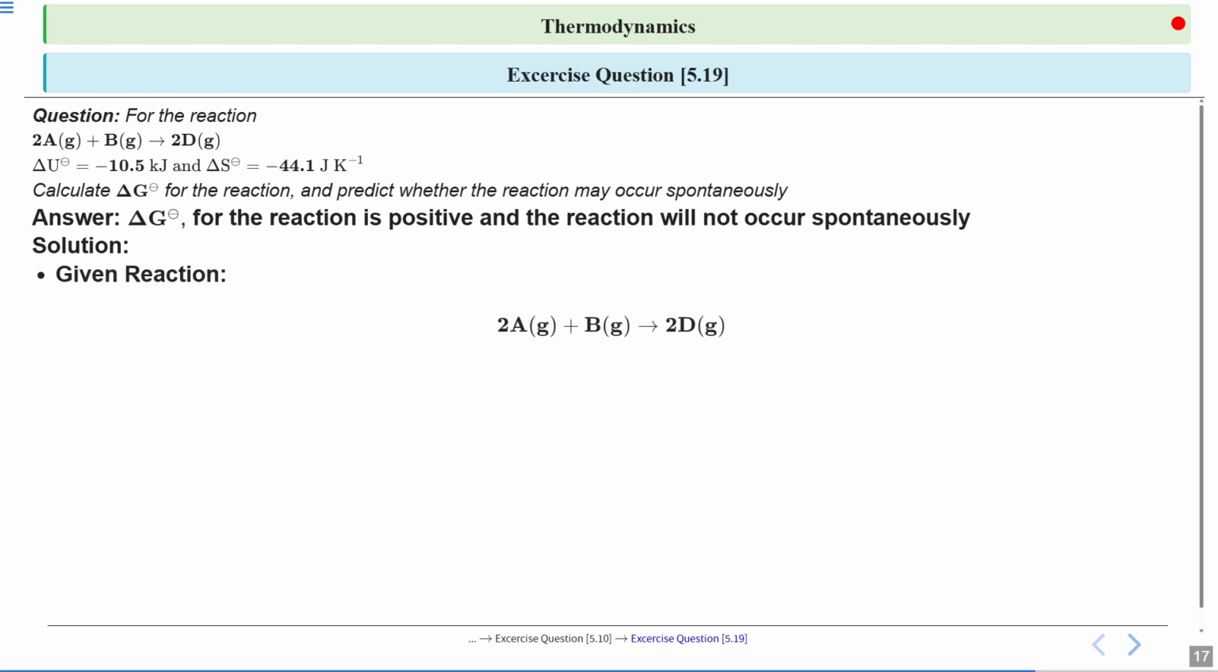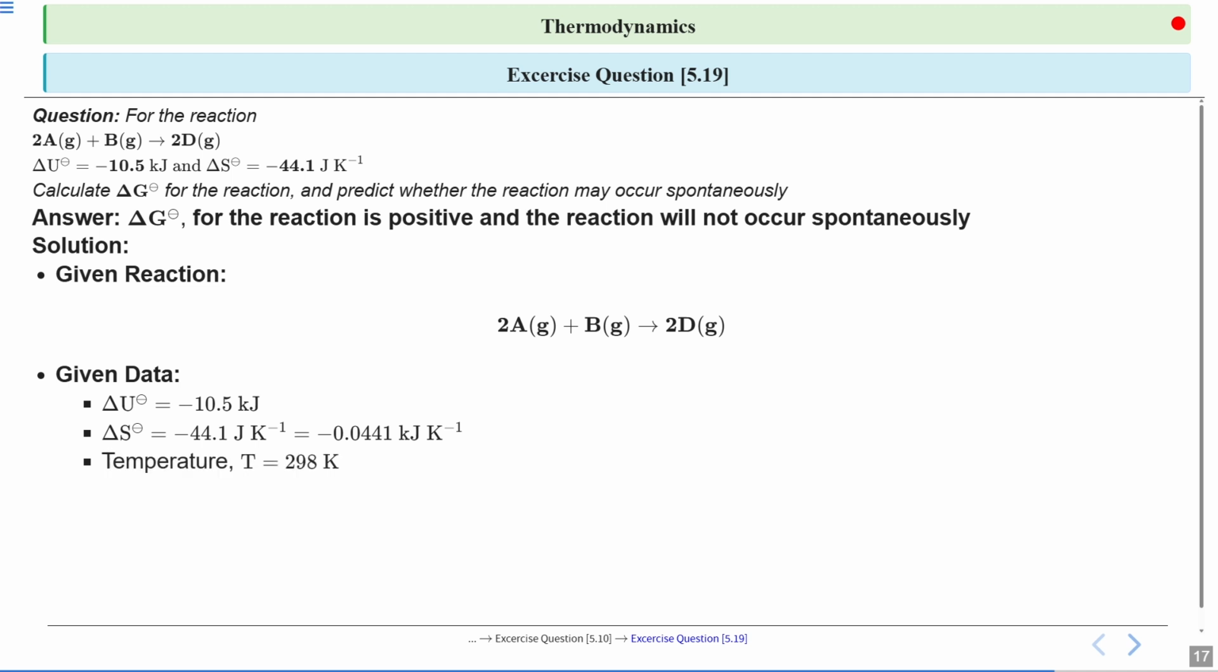The given reaction is 2A plus B giving us 2D. You have to again use the equation relating delta H naught and delta U naught to calculate the delta H naught, because the delta G naught requires two things: enthalpy change and entropy change. Now, what is the given data? We have the internal energy change, which is minus 10.5 kilojoule, and we have the entropy change, which is minus 44.1 joule per Kelvin. We are converting it into kilojoule because, as I told you in the previous question also, getting your answer in kilojoule is a standard thing.